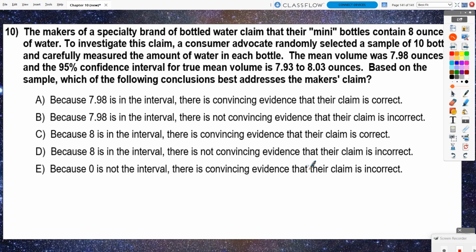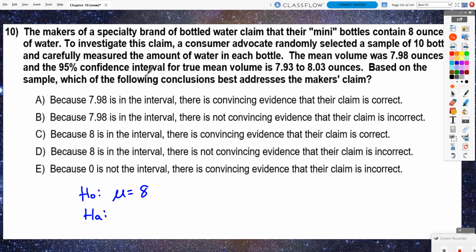Now, remember, the maker's claim was that the mini bottles contain 8 ounces of water. So this is kind of like half a confidence interval problem, half a hypothesis test problem. And we haven't officially talked about hypothesis testing for means yet because that's next chapter. But based on what we have learned about confidence intervals and hypothesis testing for proportions, it's really the same idea, except we're talking about means here instead of proportions. So if we were to think about the null and alternate hypothesis in this situation, the claim being made about the population mean volume is that it is 8 ounces.